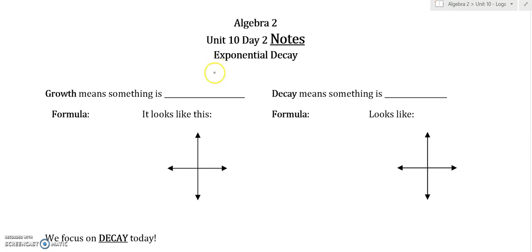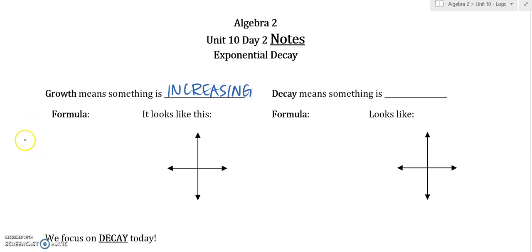This time we're going to be focusing on exponential decay. Let's recap a little bit on the growth and then swing over to the decay type problem. So, filling this out again, I know you have your notes from yesterday. I'm going to recap, and I'm pretty sure I didn't write the formula yesterday, so let's put these down this time. If it's a growth problem, growth means something is increasing, getting bigger, it's growing, larger, something like that.